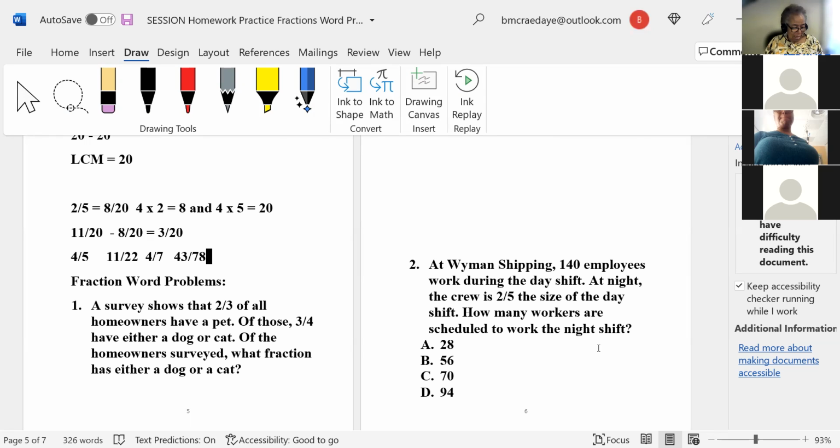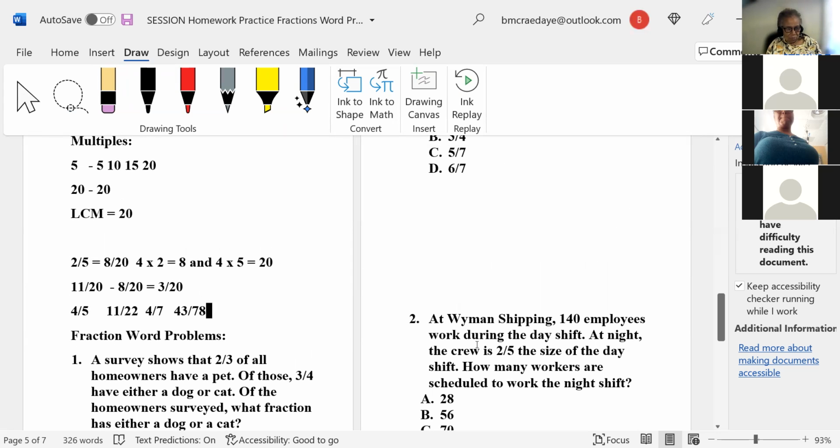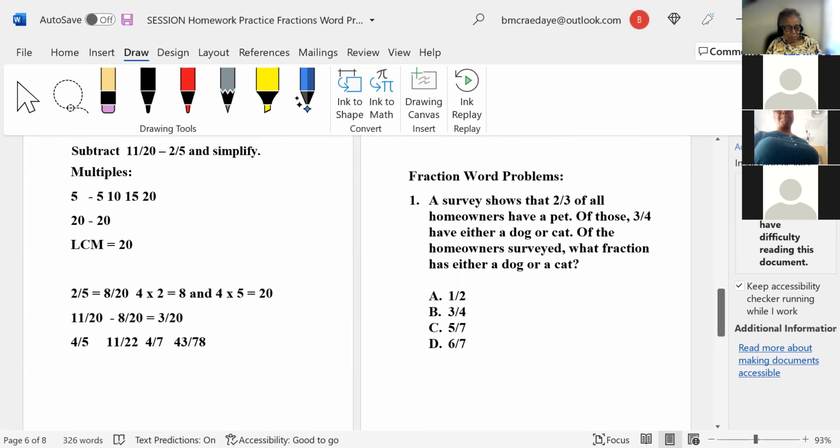Let's see. Maureen had the first one correct. Maureen, how did you do number 1? Read number 1 and tell Mercedes how you did it. Before we do that, let's bring this all to this page. Number 1 of the fraction word problems. Read it.